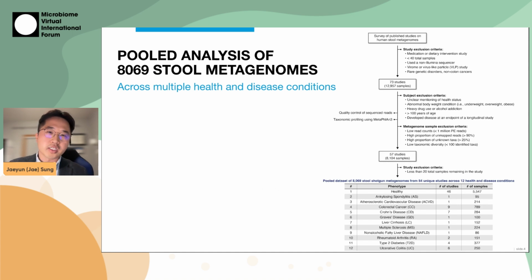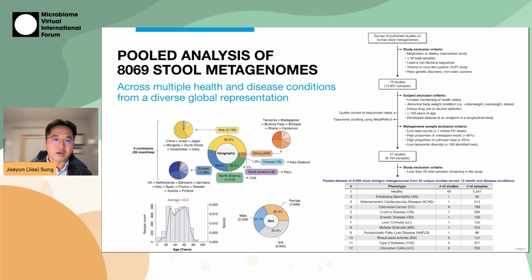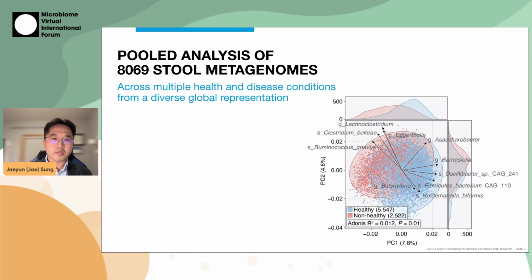This is part of our study design figure where we described how we pulled over 8,000 stool shotgun metagenomes together. I don't have the time to go through all the details of our study subject and sample exclusion criteria, but I do want to mention that we ended up having 5,547 samples of healthy, so not having a disease, and over 2,500 samples of non-healthy from people with 11 different conditions, including cardiovascular disease, colorectal cancer, 2 different inflammatory bowel diseases, liver cirrhosis, rheumatoid arthritis, and type 2 diabetes. Our samples were also from all over the world, 26 countries from 6 continents, and about an equal representation of both males and females.